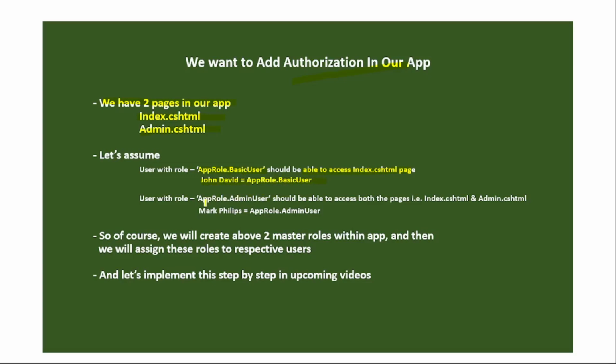And let's say we have some other role as well, that is AppRole.AdminUser. The user with this role should be able to access both the pages, that is index.cshtml and admin.cshtml. And I guess it makes sense, right? So we will assign this role to user Mark Phillips. Obviously we will need to create these two master roles in our app, and then we will assign these roles to the respective users. And now let's implement this step by step in our upcoming videos. Thank you guys.